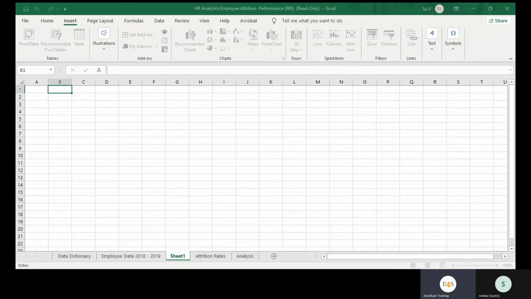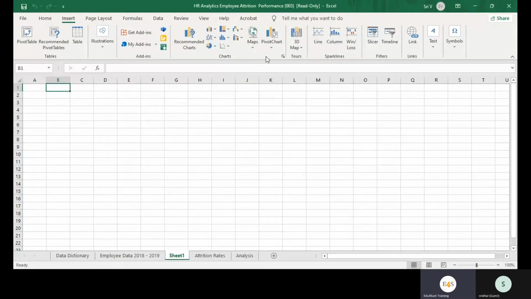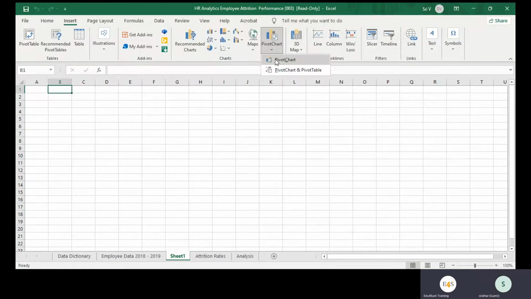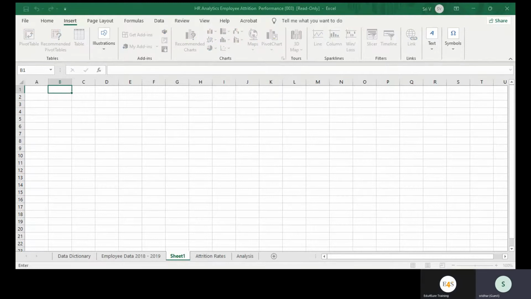You did not get anything? Do it again. Probably you did not click. So click on pivot chart, right? Table range. Yours is Table1, right? Why are you not getting anything here? It should give a pop-up to select the range, right? This will be there, right?